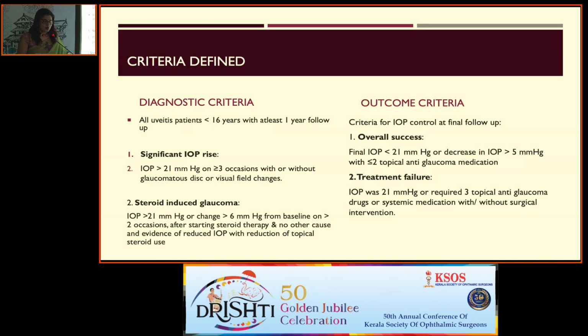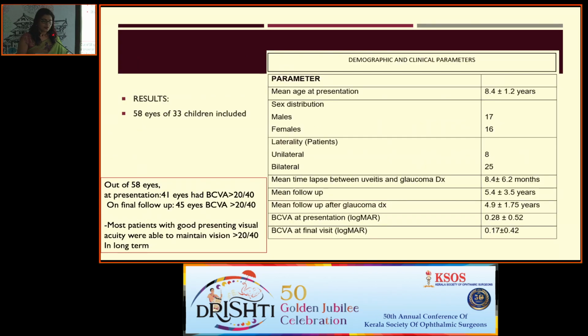Steroid-induced glaucoma was defined by IOP more than 21 or a change of more than 6 millimeters from baseline on more than 2 occasions after starting steroid therapy, with no other cause of raised IOP and evidence of reduced IOP with reduction of topical steroid use. Criteria for overall success was final IOP less than 21 millimeters of mercury or decrease in IOP of more than 5 millimeters with less than 2 topical medications, and failure was requiring more than 2 topical medications or IOP above 21 millimeters of mercury. 58 eyes of 33 children were included.